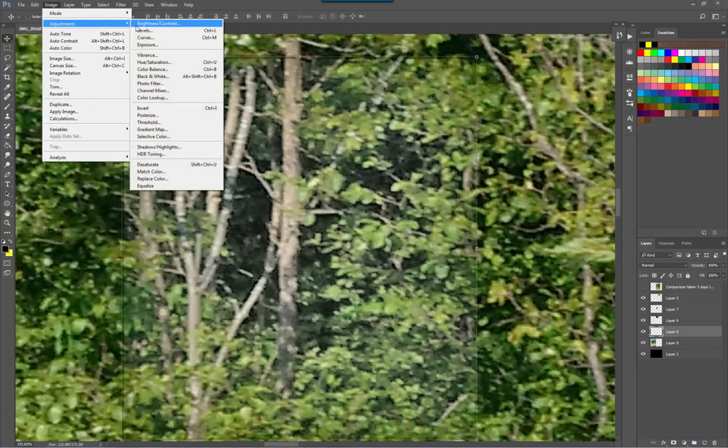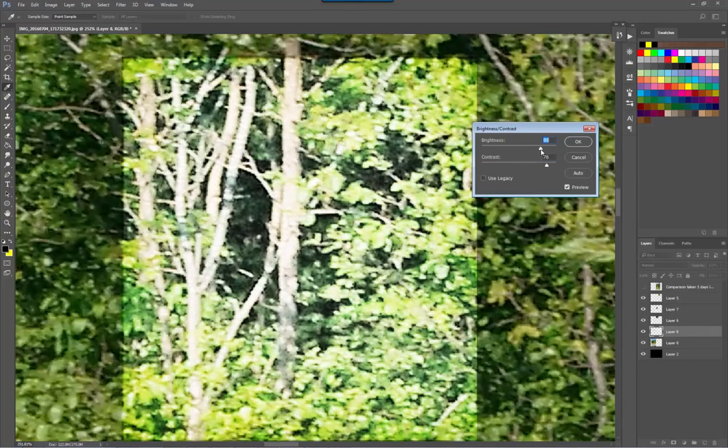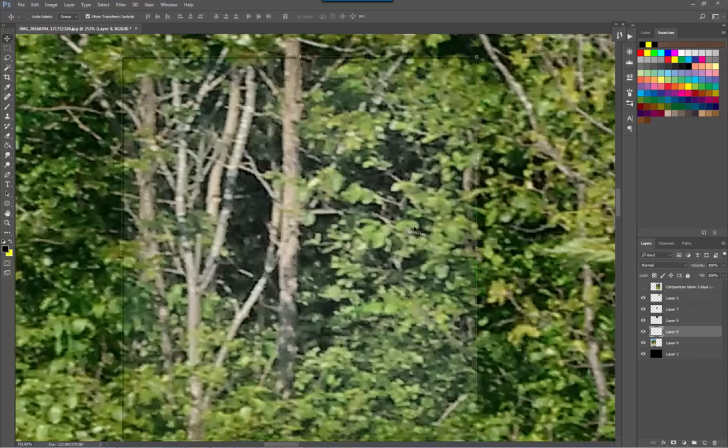Let's give it a bit of contrast. No, not seeing anything there that stands out. Nothing that stands alone.